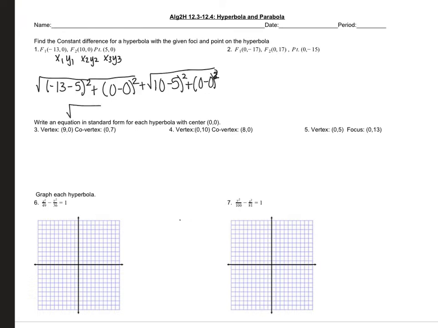Alright, so this is negative 18 squared plus 5 squared. So that essentially is 18 plus 5, which is 23.